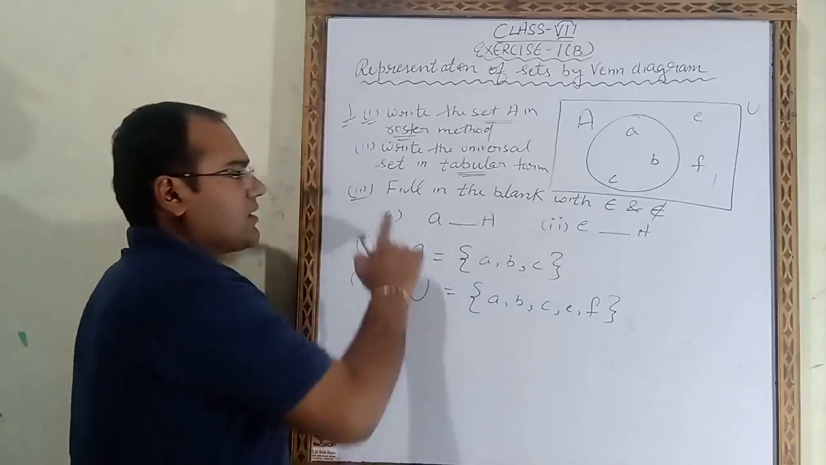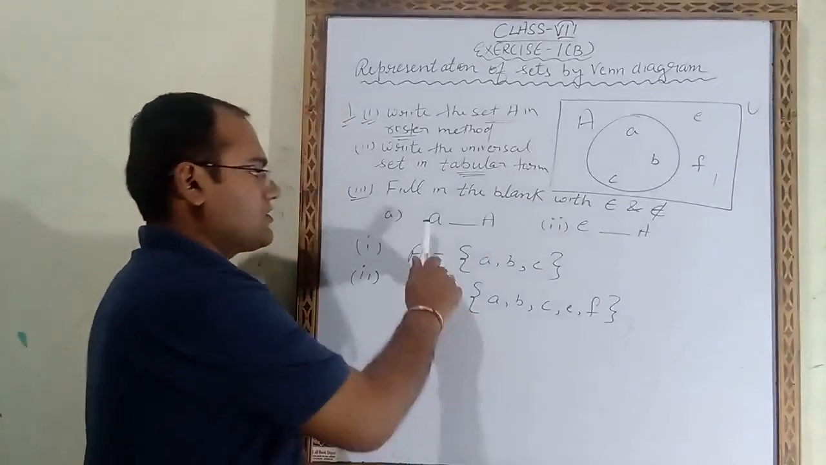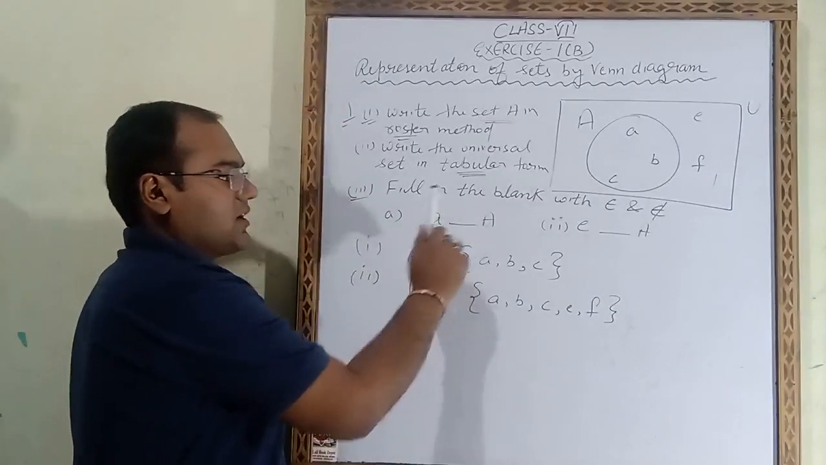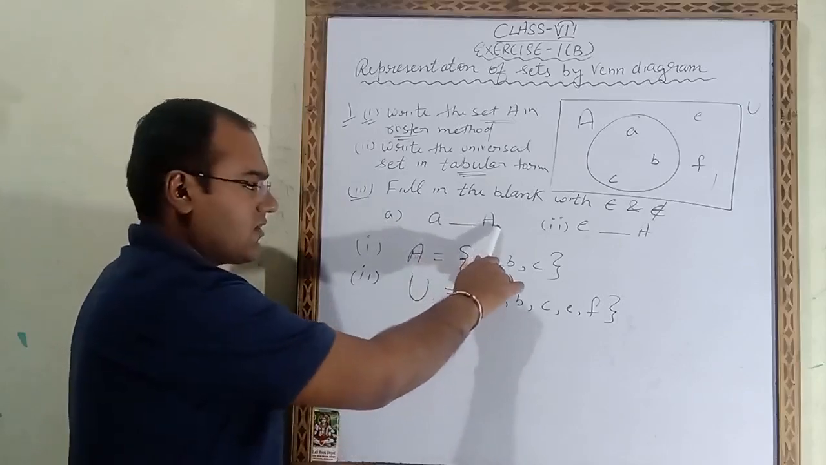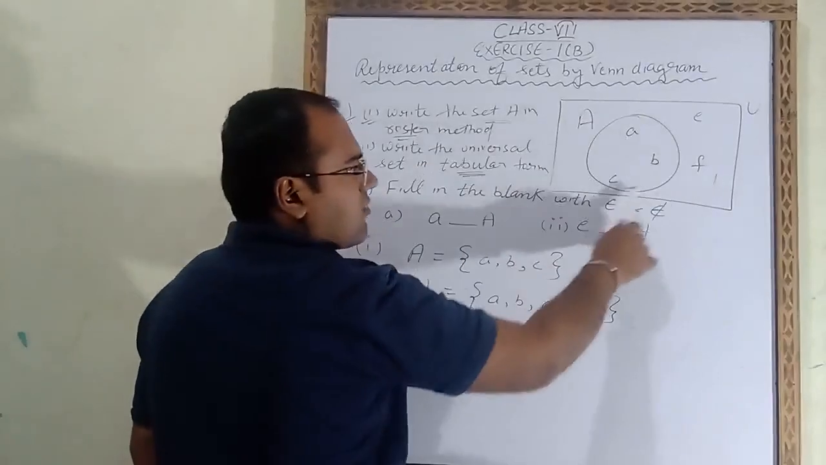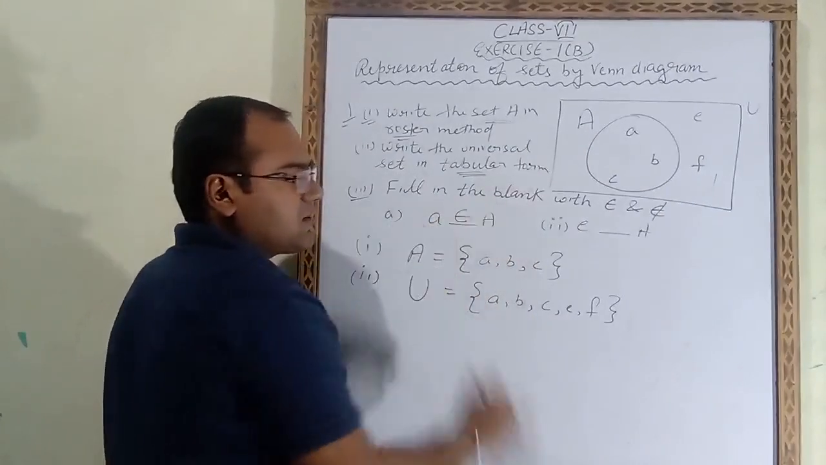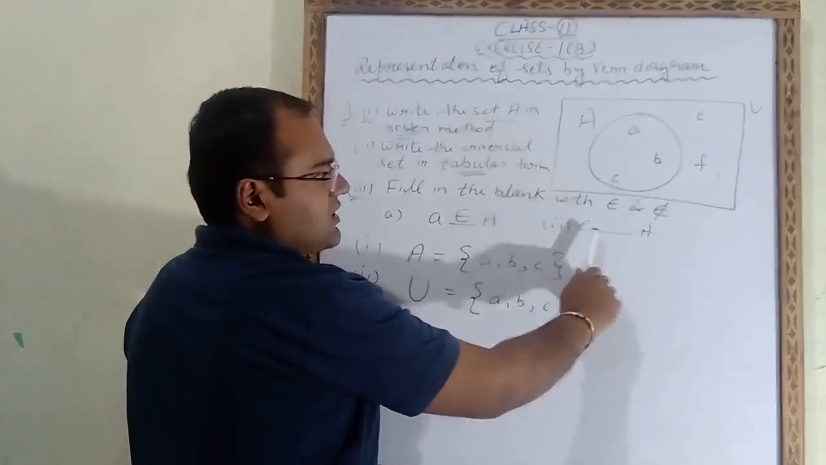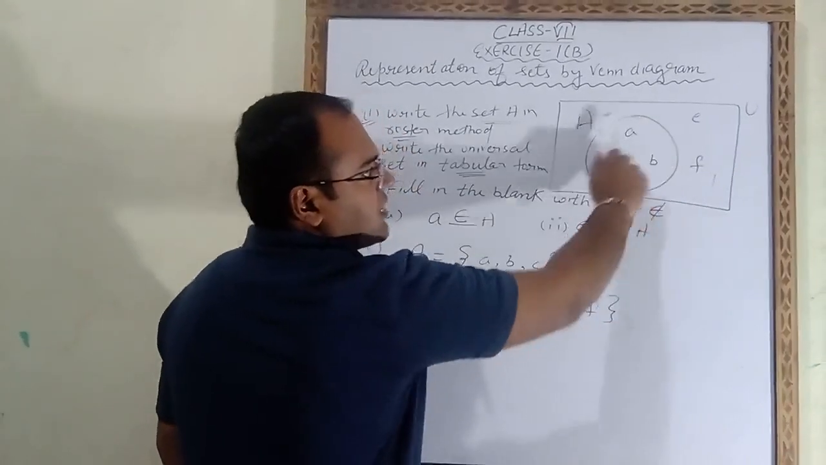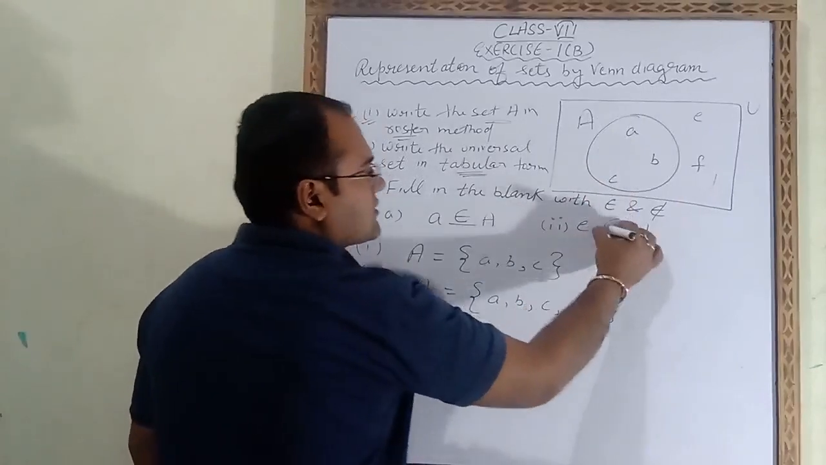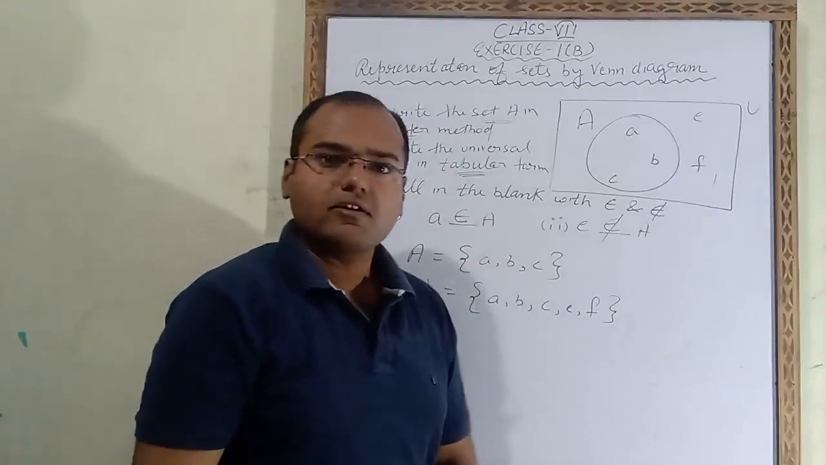Third part, fill in the blanks with belong to and not belong to sign. First part is a dash A. Is this small a is coming in the set A? We have to check. This is the circle of A. Small a is coming, that means we have to fill here belong to sign. E dash A. This E is not coming inside the circle of A, that means E does not belong to A. So like this you have to do question number first.